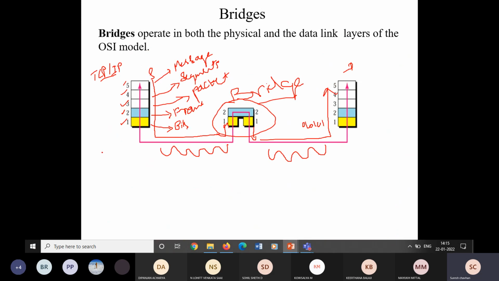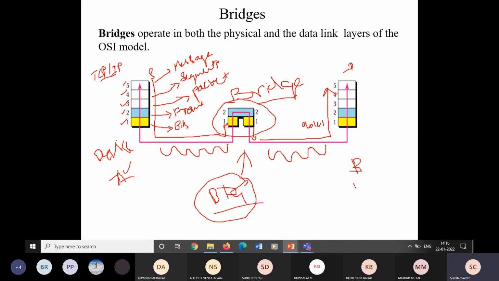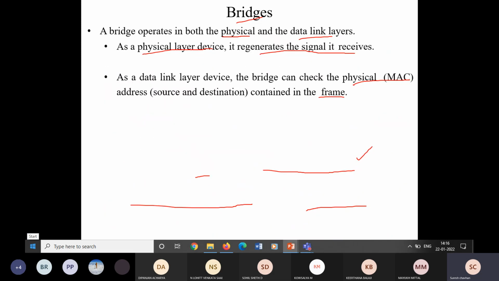Here, this is device A, and in device A all the layers will be there. This is device A, this is device B, and this is the bridge. This bridge doesn't have any ability to change the MAC address of device A or device B. It can only read the MAC address or physical address of A and B, but it doesn't have the capability to change these MAC addresses.